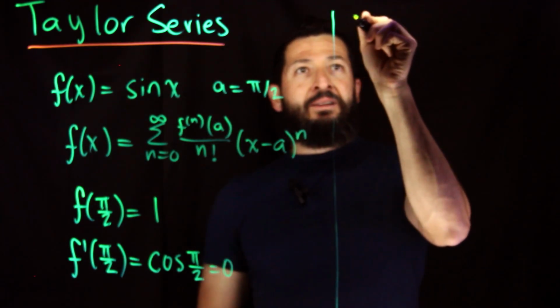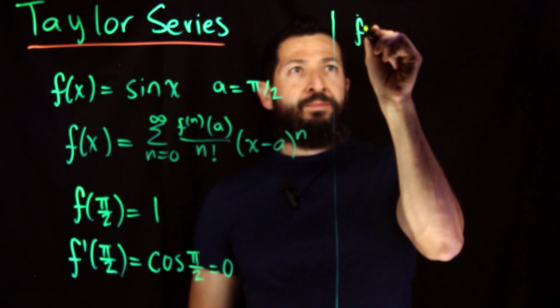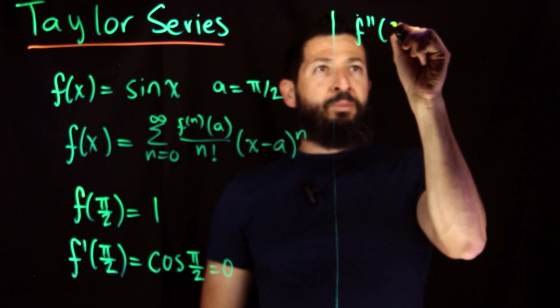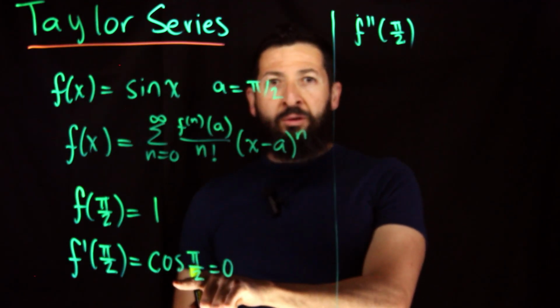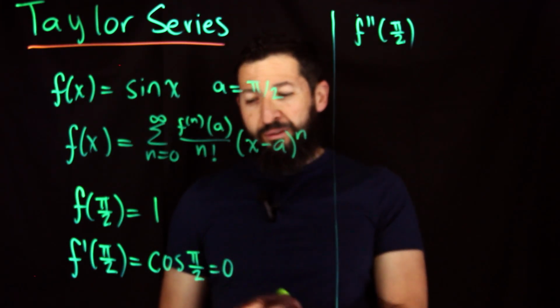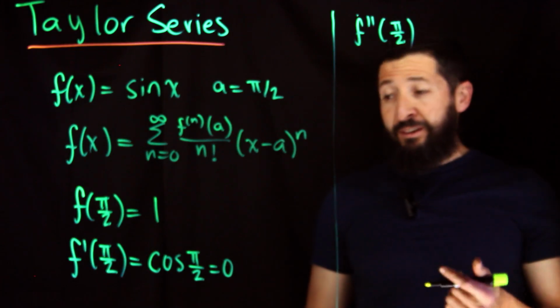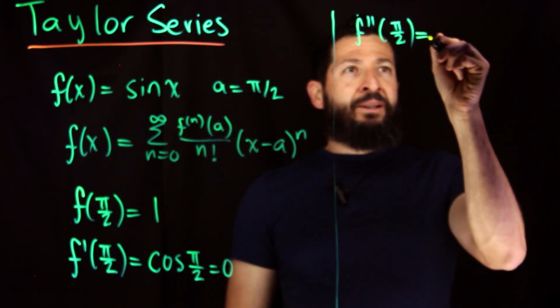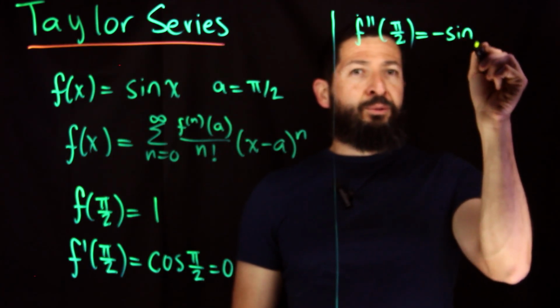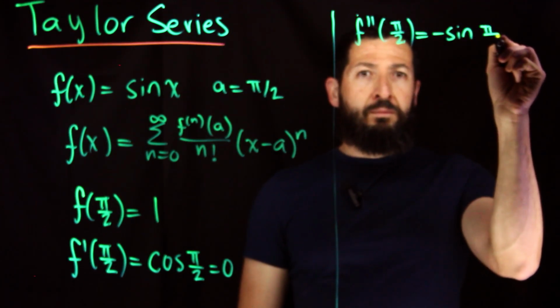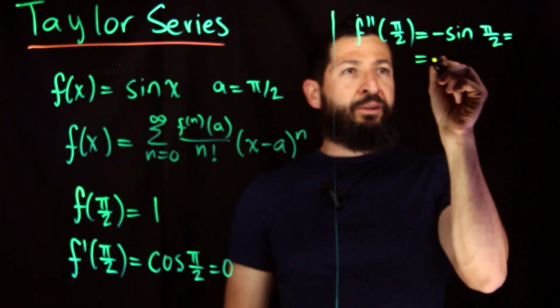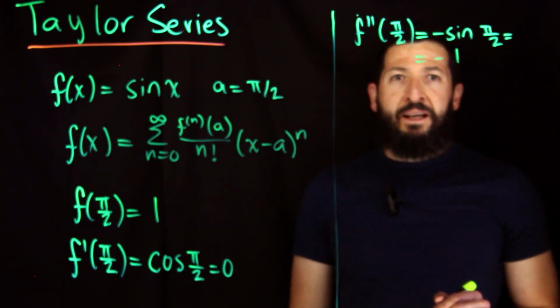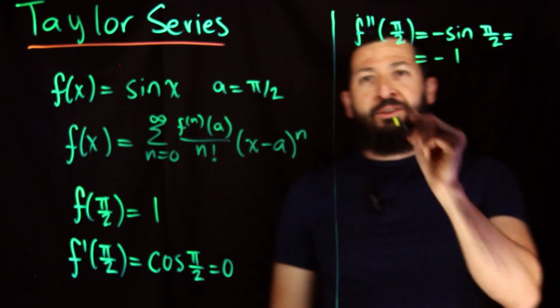How about we take this second derivative at pi over 2. That would be the derivative of the cosine, not at pi over 2, but cosine of x, which is going to be negative sine, and I'm going to evaluate that at pi over 2, which is going to be negative 1. Let's put it down here. Negative 1. Alright, so third derivative.